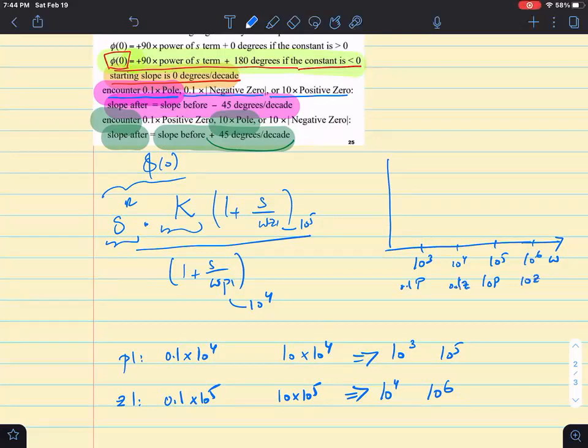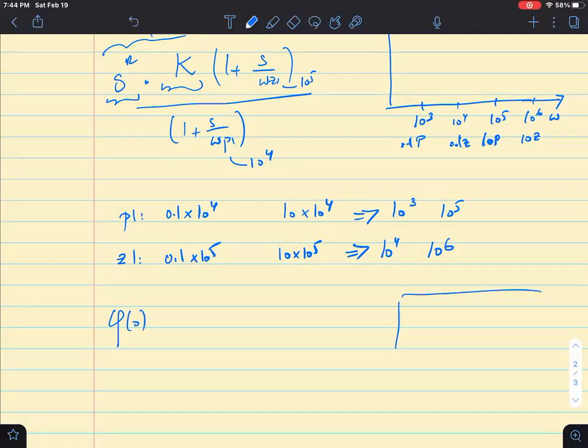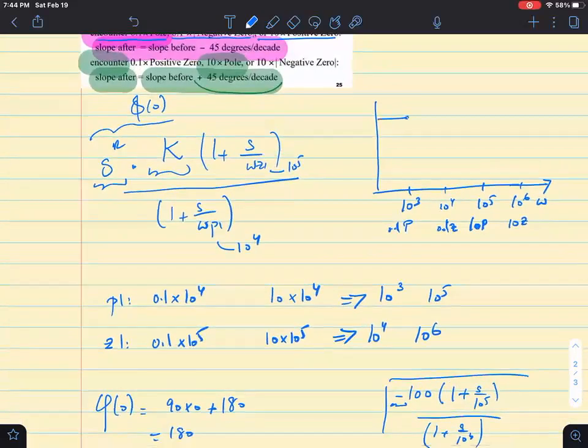Okay, and if we want to draw the whole plot, we will start by looking at phi 0, for this example. My expression is of the form, let us say, minus 100 times (1 plus s over 10 to the 5) over (1 plus s over 10 to the 4). Phi 0 is equal to 90 times 0 plus the angle; this is negative, so this is plus 180. So phi 0 is 180 degrees. So I'm going to start here with 180 degrees, okay?